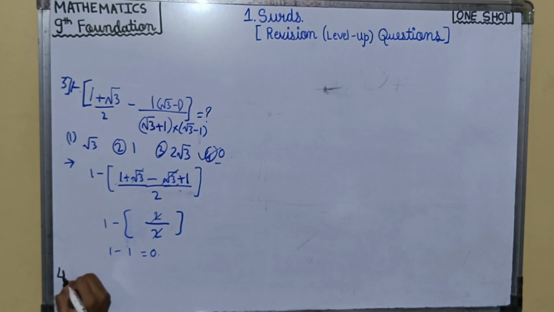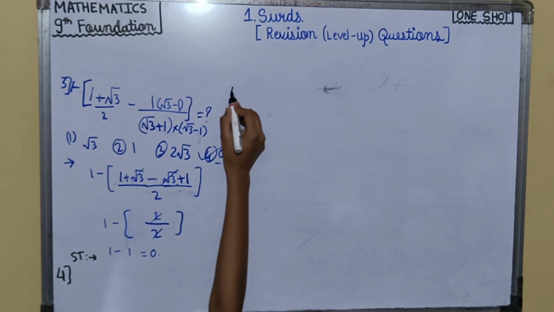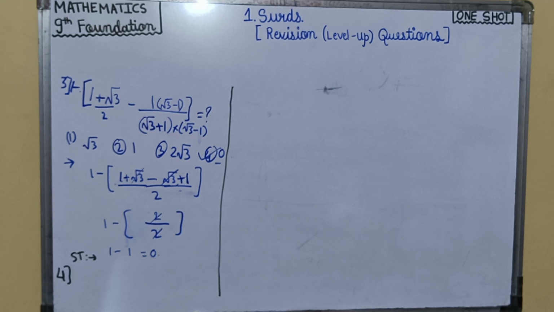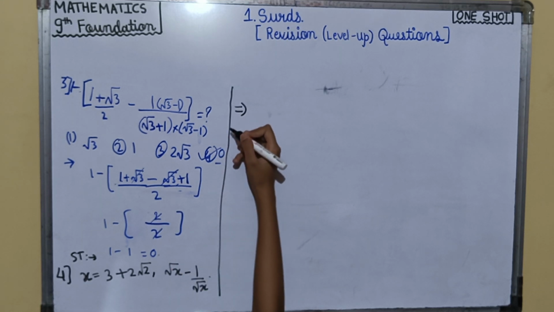First subjective type question. Subjective type. Over here the question is, if x is equal to 3 plus 2 root 2, then find the value of root x minus 1 by root x. In previous parts also of this chapter, Surds, we have learned how to solve this type of questions, and these are really too easy to solve.